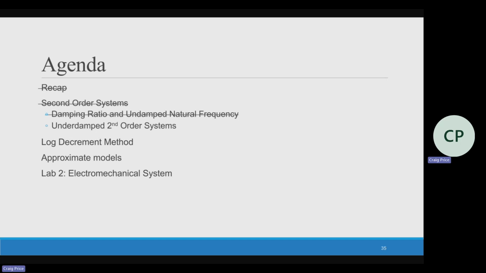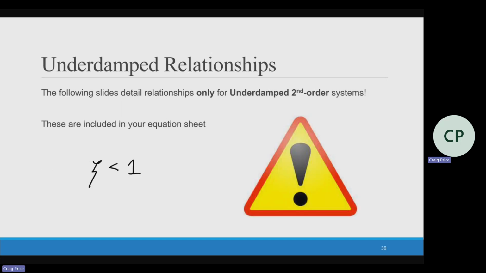So now we're going to talk about underdamped second order systems. If you have an equation sheet, great. If you want to pull it up on your computer, that's also good. We're going to walk through it. The equation sheet has a bunch of equations, but they only work for underdamped second order systems. So if I find the damping ratio and it's 1 or greater, I can't use these equations. That's what this warning sign is for. This has to be less than 1. If it's less than 1, we can use all these equations we're going to talk about. All right, where is my equation sheet? Somewhere.